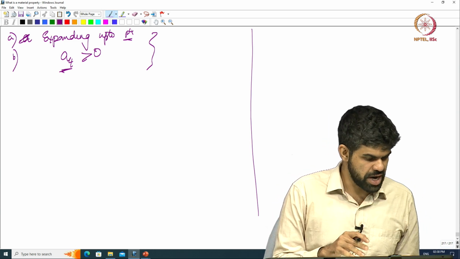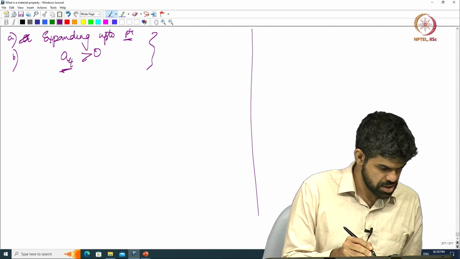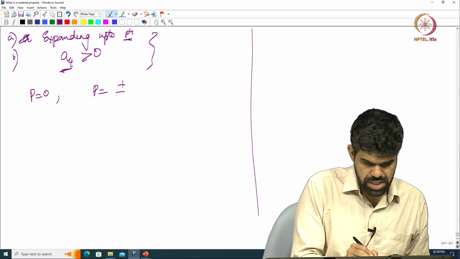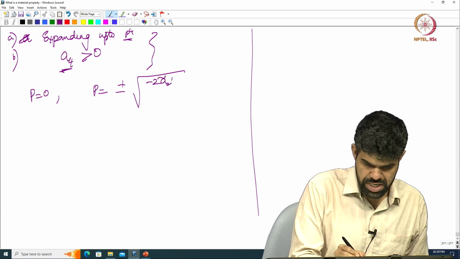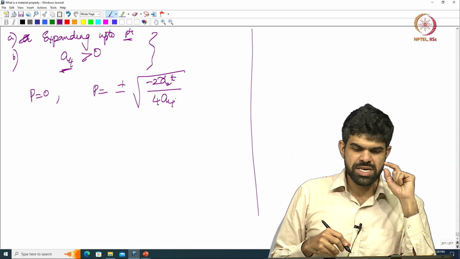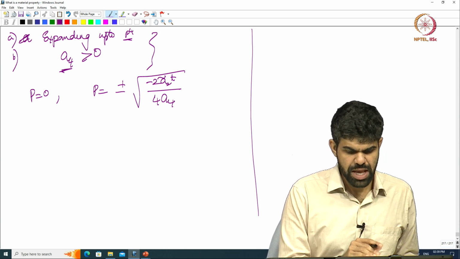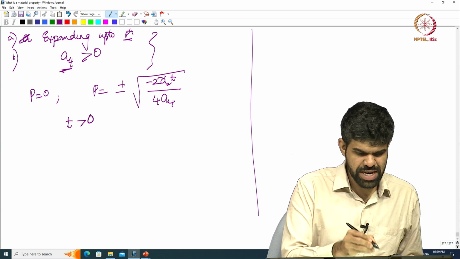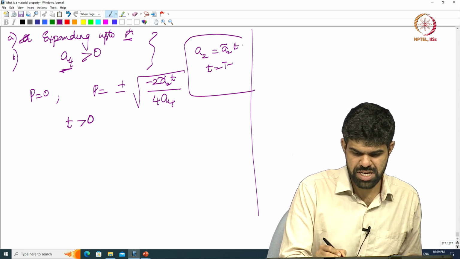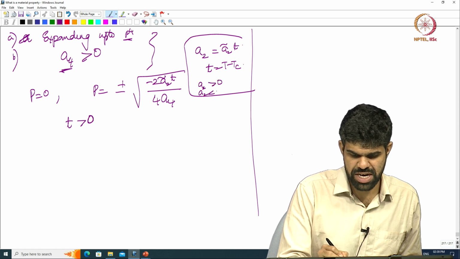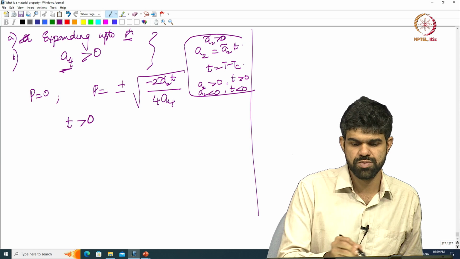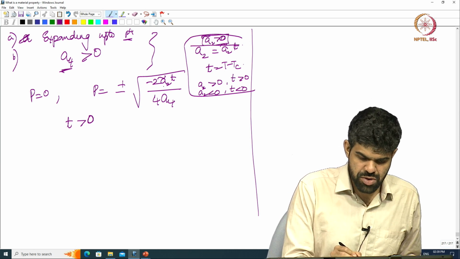Alright. So, we said that p equal to 0 is a solution, and p equal to plus or minus the square root of minus 2 A2 tilde t divided by 4 A4. Now, A2 is A2 tilde t, remember, where t is just T minus Tc. So, A2 can have a positive value or a negative value. A2 is positive if t is greater than 0, and A2 is negative if t is less than 0, which means A2 tilde is a constant which I always make greater than 0.